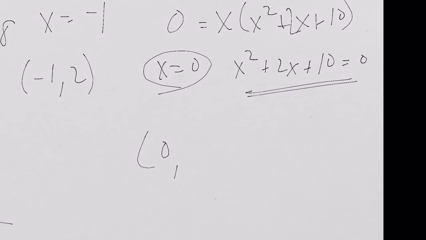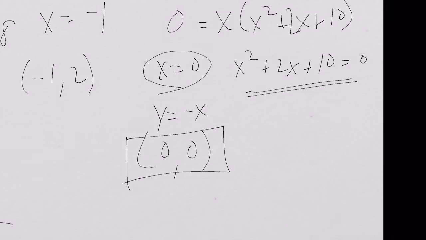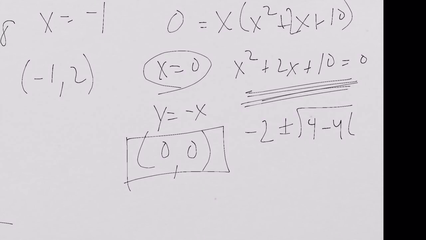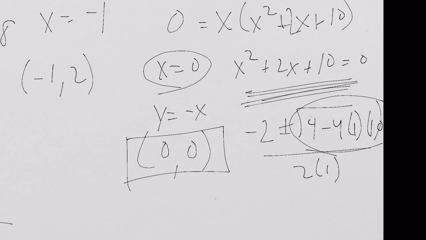So all we would have to do now is plug in, if y equals negative x and x is 0, then y would also be 0 to give us our solution. But if we tried solving this one, we do negative b plus or minus the square root of b squared minus 4 times a times c, and that already lets me know that this number is going to be a negative. So that means I have two imaginary solutions. So this one, my real solutions would just be (0, 0).